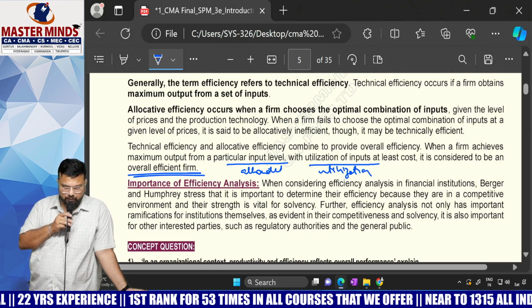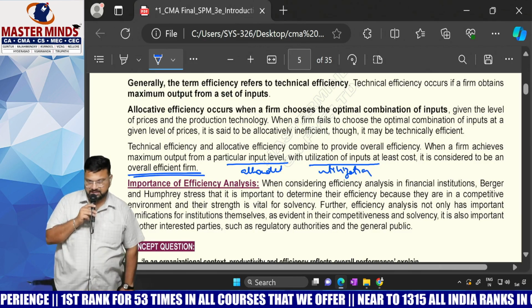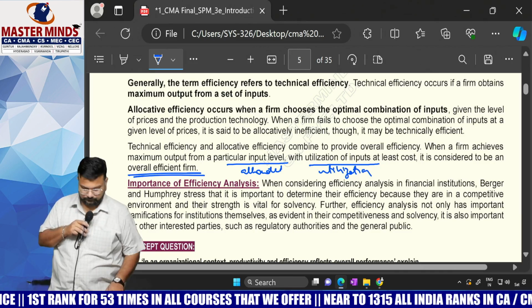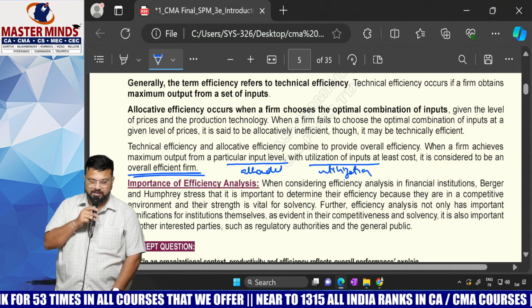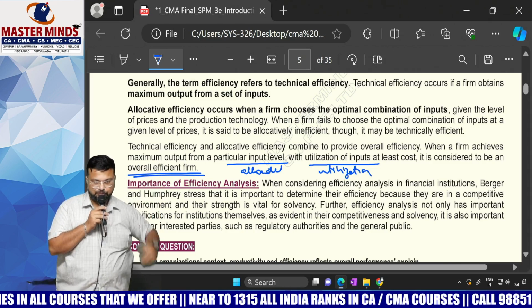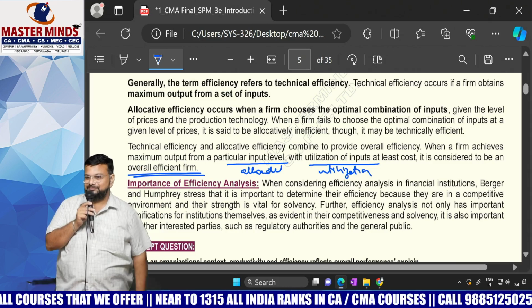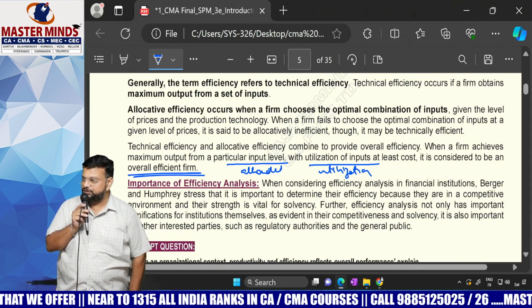Ramifications, consequences. Ramification. When you ram into something, you have to face the consequences. Then you have to face the consequences. That is called ramifications.